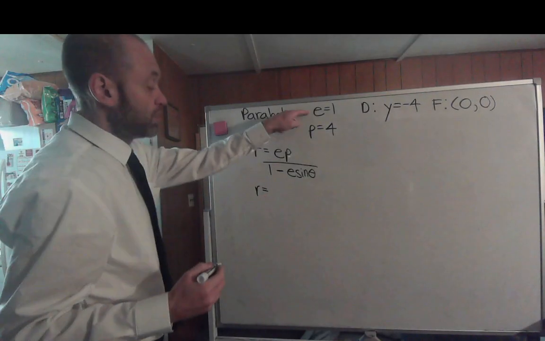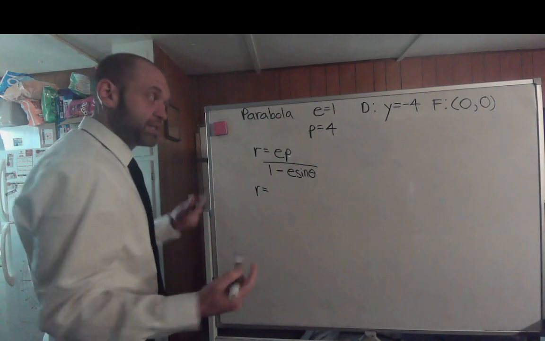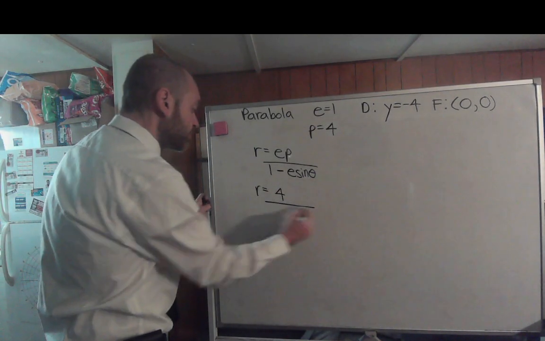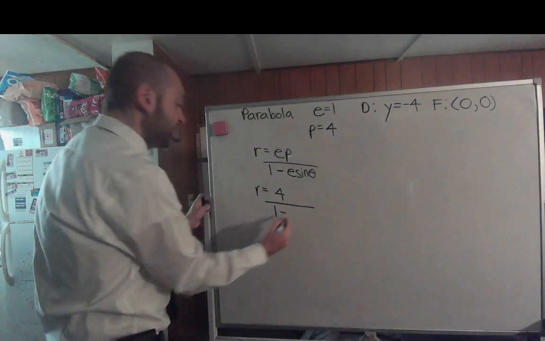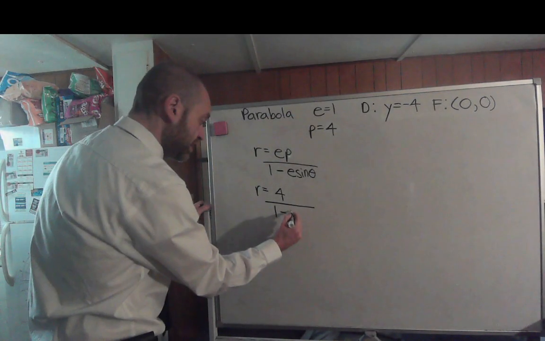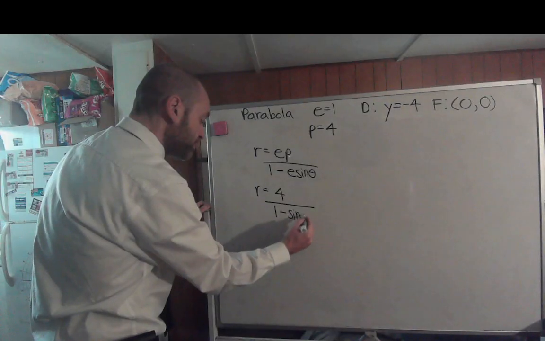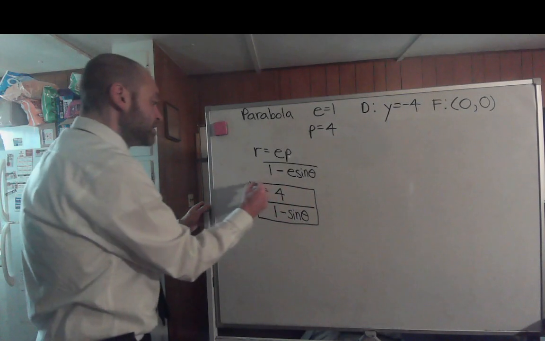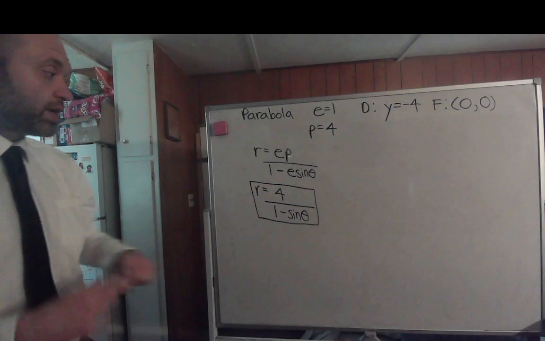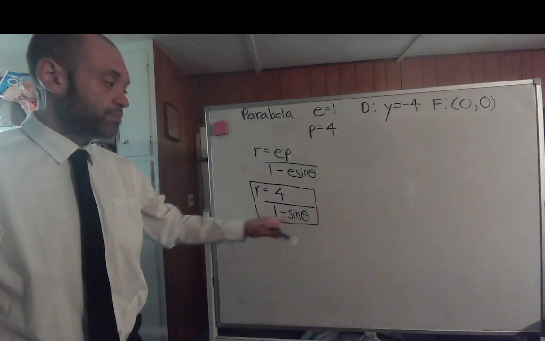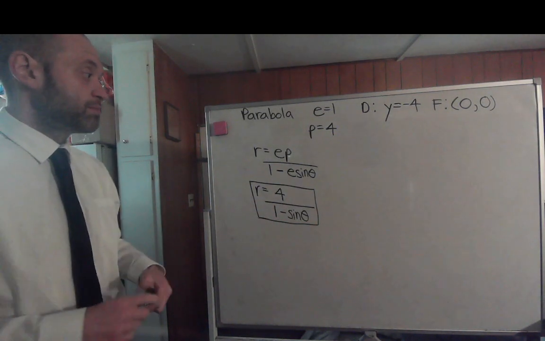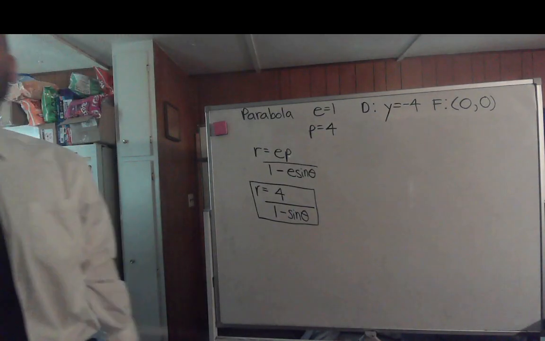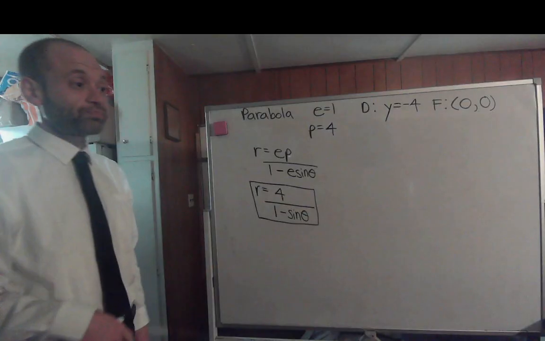So e is 1 times p is 4. Well, 1 times 4 is 4. So this will be 4 all over 1 minus your eccentricity of 1 times the sine of theta. So in the end, you get the polar equation r equals 4 all over 1 minus sine of theta in polar form. So as you see, parabolas are pretty simple.